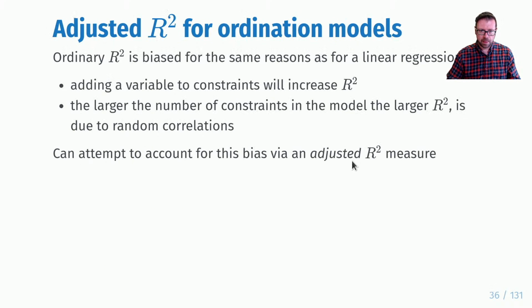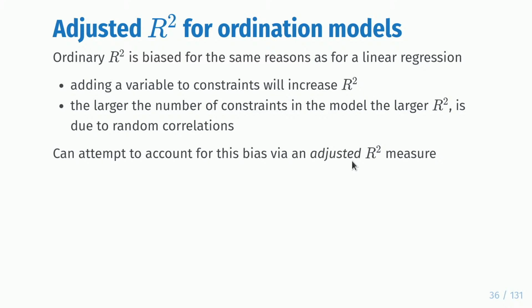Okay, so something else that we should be doing really is to realize that if we add explanatory variables to our models, then the R squared, or the sort of measure of fit that we get, is biased. We know this from regression. If you add in a variable, then R squared will increase, even if that variable has no explanatory power at all, right?